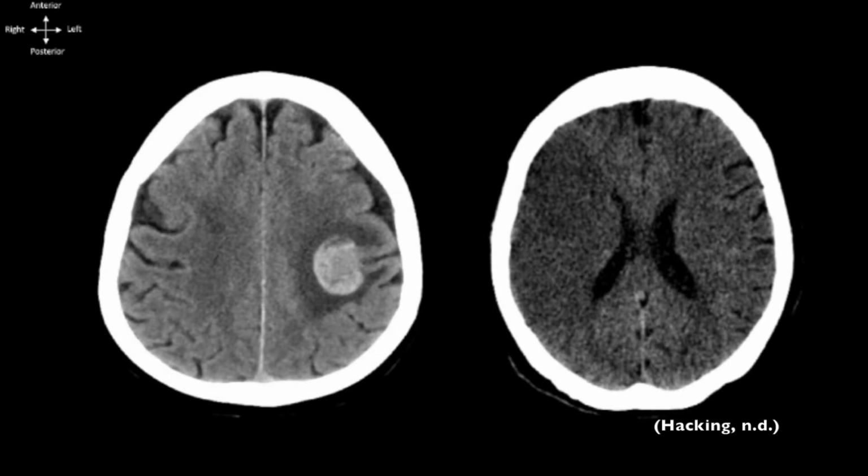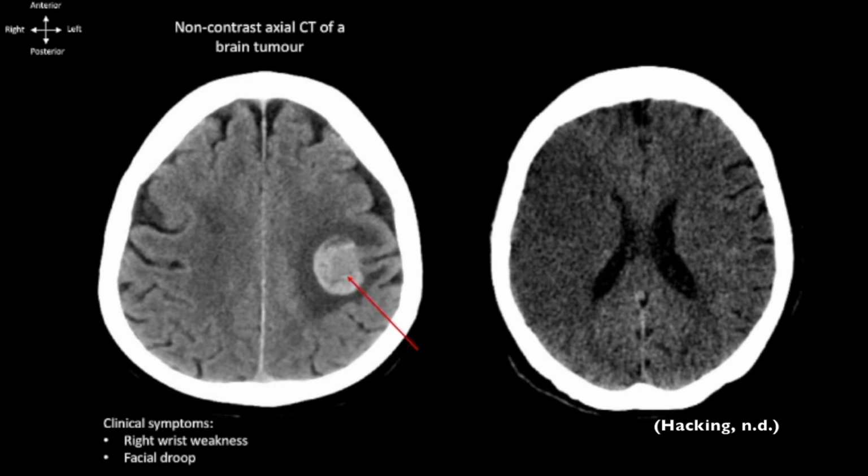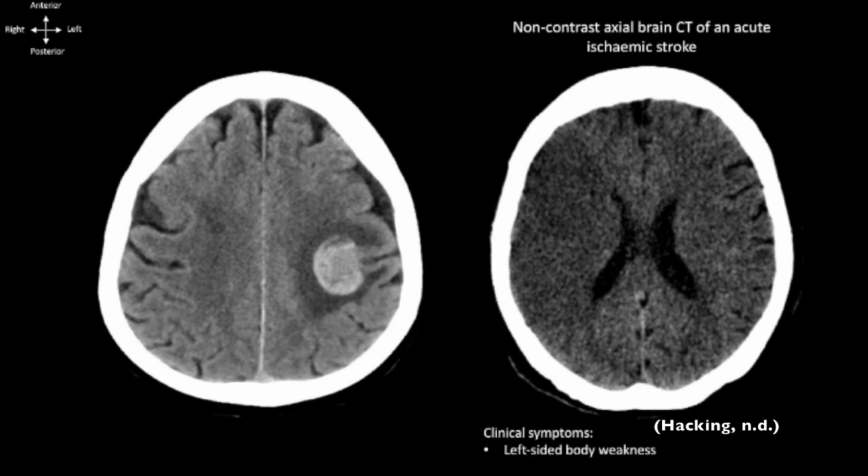To distinguish an ischemic stroke from a brain tumour, we can compare their appearance in these non-contrast axial CTs. In this CT, we can see a radiopaque lesion within the parenchyma of the left parietal lobe with surrounding edema. In contrast, this CT shows an acute ischemic stroke in the distribution of the right middle cerebral artery. This is visualized as a region of increased hypodensity and loss of differentiation between the grey and white matter of the right cerebrum.